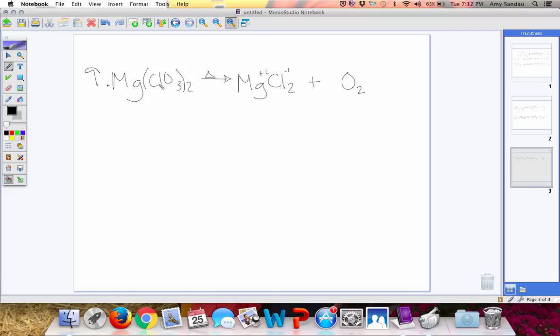So then we have to balance. We have 1 and 1 magnesium. I have 2 chlorines, and then 2 times 3 is 6 oxygens. And I have 2 oxygens on this side, so we have to put a 3 here to have an even number of oxygens. So now I've shown you an example of all three types that you're going to have to just memorize.